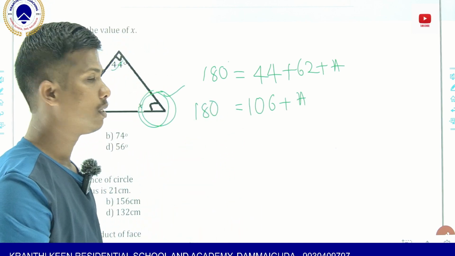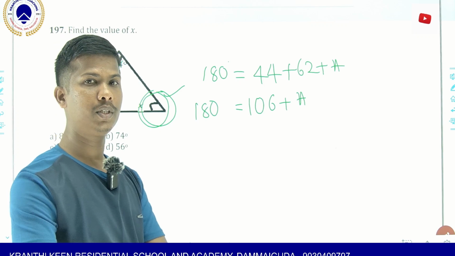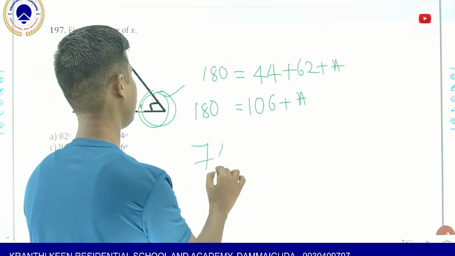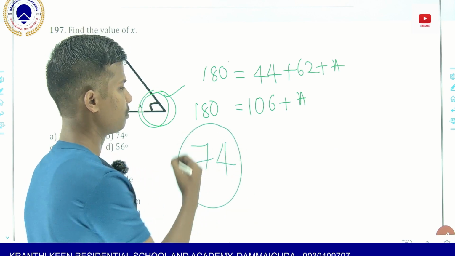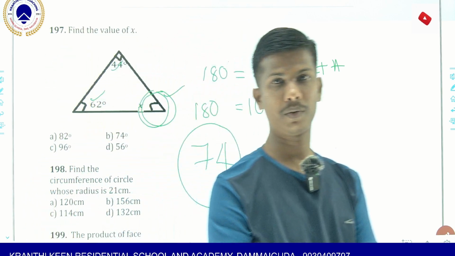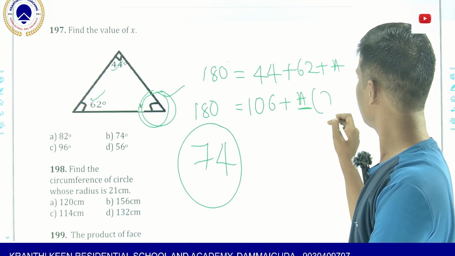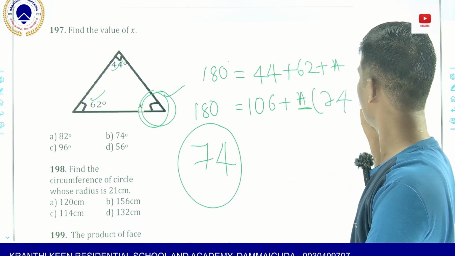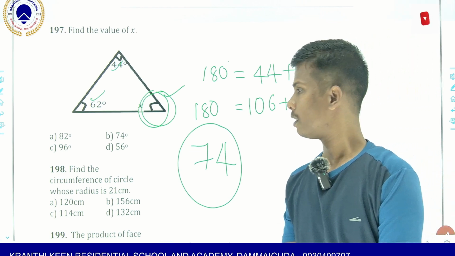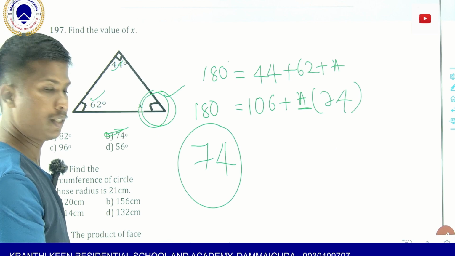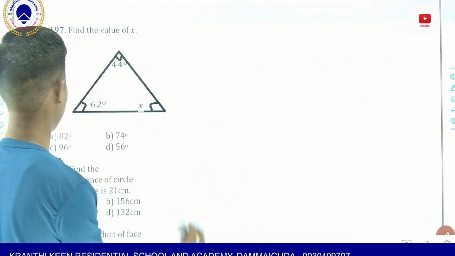For 106, how much do you have to add to get 180? It is 74 only, no? So x is 74. That means if you add 106 plus 74, then only you will get 180. That's why for question number 197, option B is the correct answer.